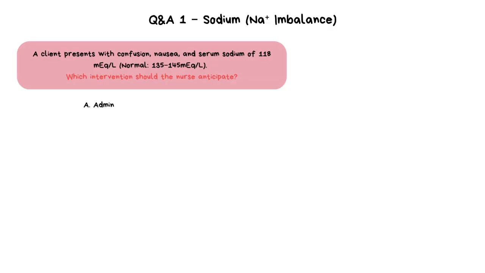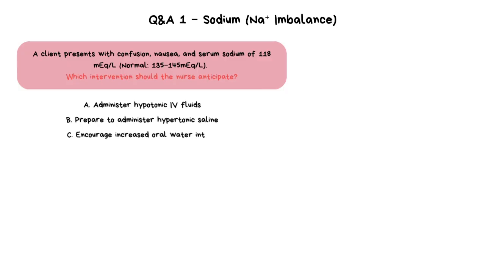Option A, administer hypotonic IV fluids. Option B, prepare to administer hypertonic saline. Option C, encourage increased oral water intake. Option D, restrict dietary sodium. Pause and select your answer. The correct answer is option B, prepare to administer hypertonic saline.